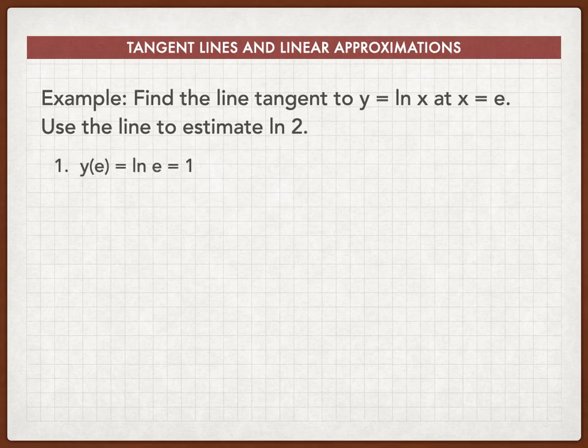To find the equation of a line, we need two things, a point and a slope. First, let's find the point. When x is e, y is ln e, which is 1. So our point is (e, 1). Second, differentiate and evaluate at the location of interest. The derivative is 1 over x. At e, it's 1 over e. We now have the slope.